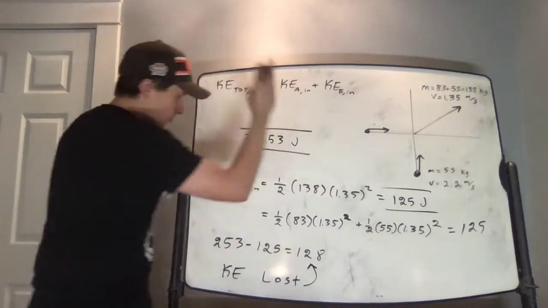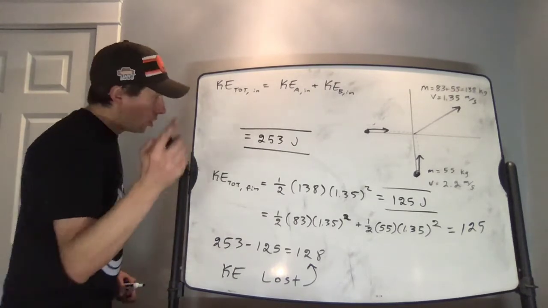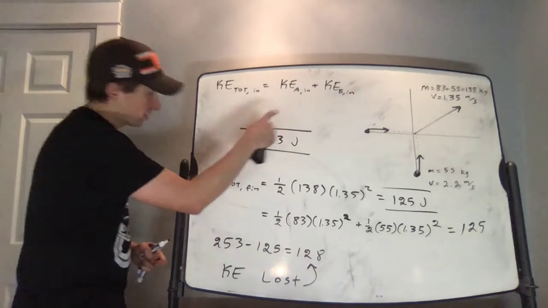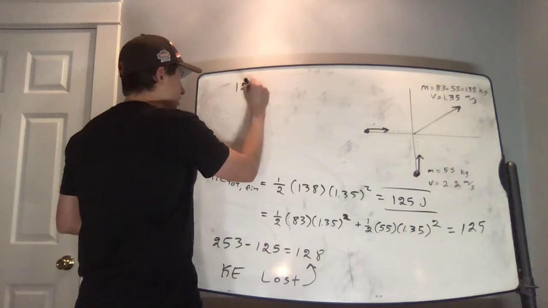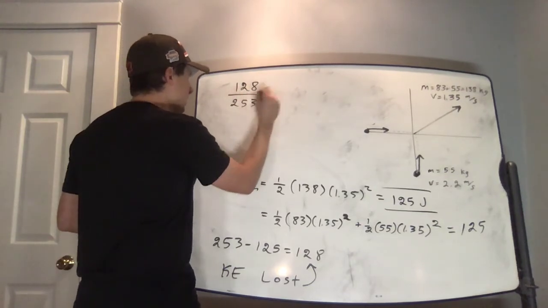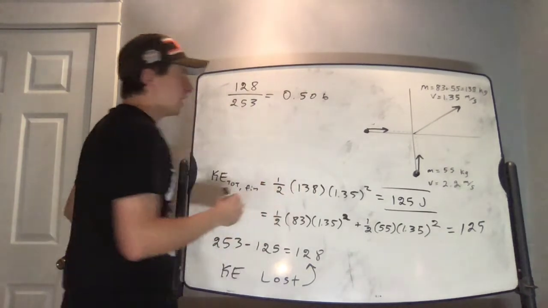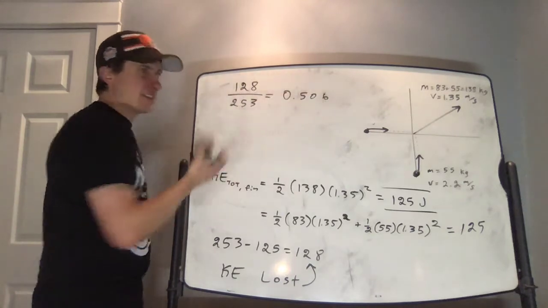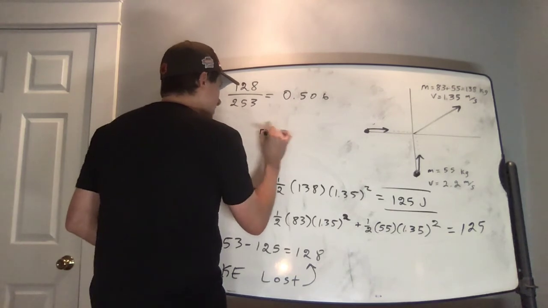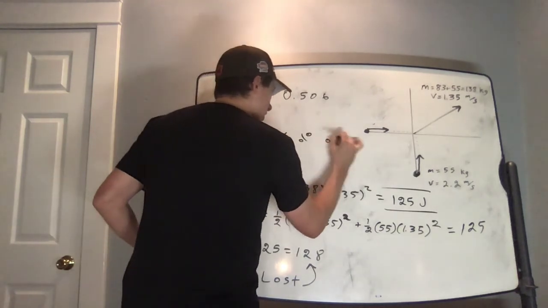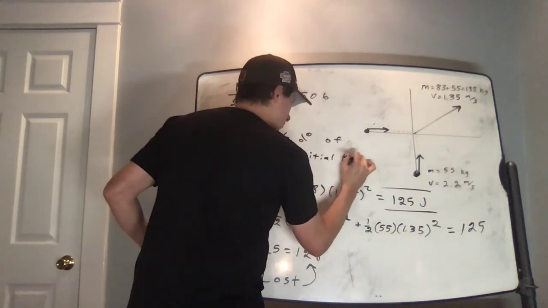Okay, what percentage of the kinetic energy was lost? That is essentially asking what percentage of 253 is 128. I could write 128 divided by 253. When I put that in a calculator, I find 0.506. So if I multiply this decimal number by 100%, that essentially tells me that 50.6% of the initial kinetic energy was lost.